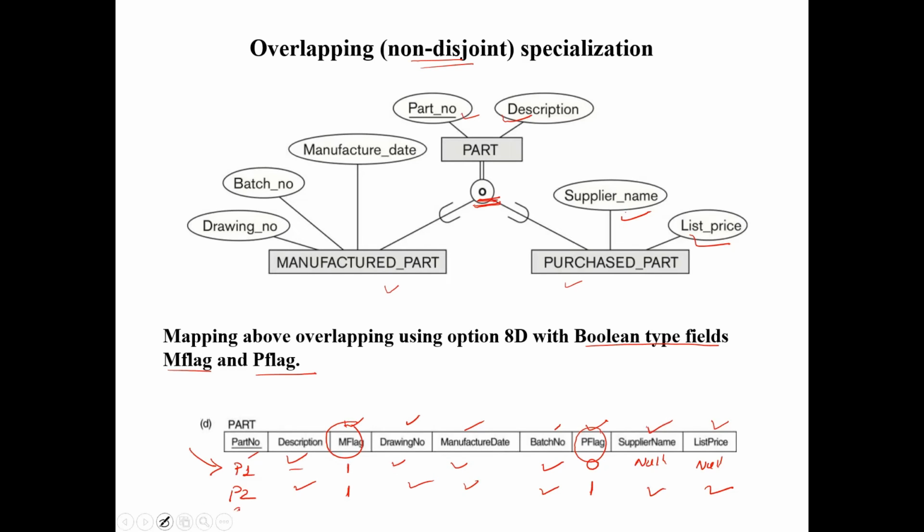Suppose the part P3 is only a purchase part, then the M flag will be 0. Other attributes will be null here because this is not a manufacture part. Batch number will also be null. Sorry, the description value will be there, part number and description. Other attributes for this manufacture part will be null. The P flag is 1, it is a purchase part, and the values will be there for the supplier number and list price. So you can go for option 8D when there is an overlapping specialization.